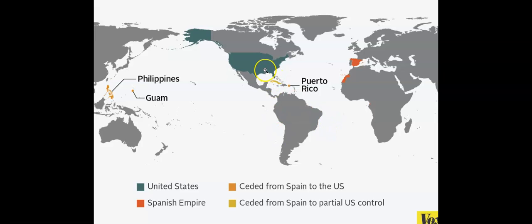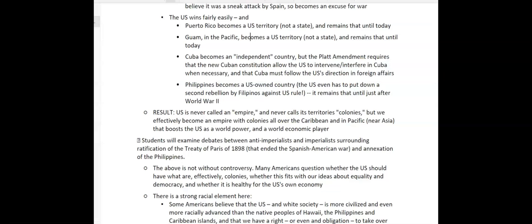And so you look at the United States now. We started off with this, and now we have this, and this, and this, and this, and this, and we are becoming a big colonial power. So the result is, the U.S. has never called it empire, never calls its territories colonies, but we effectively become an empire with colonies all over the Caribbean and in the Pacific, near Asia, that boosts the U.S. as a world power and a world economic player. Okay.